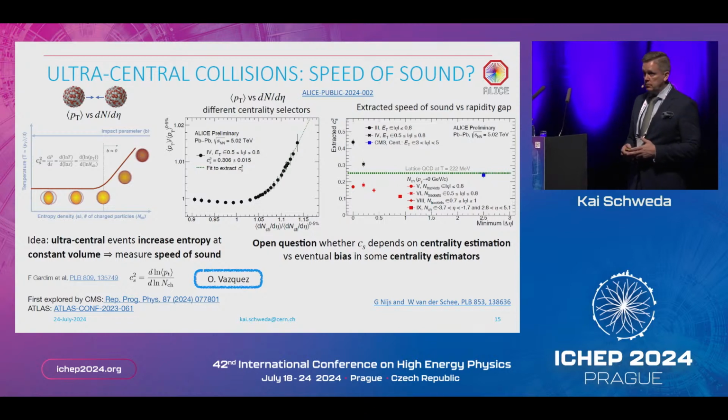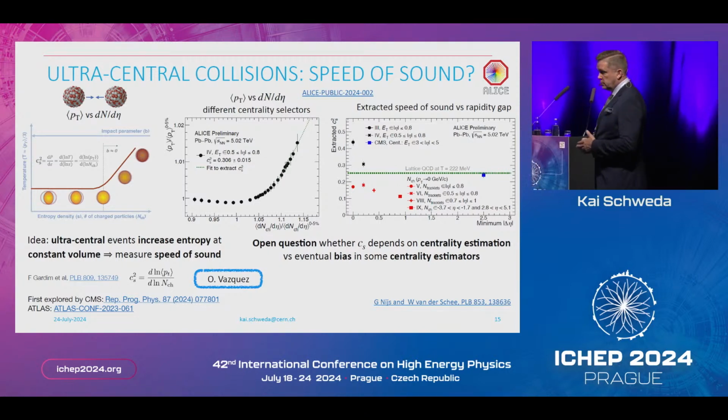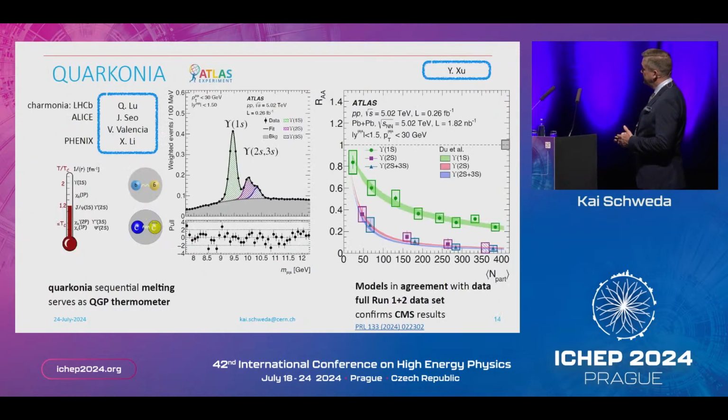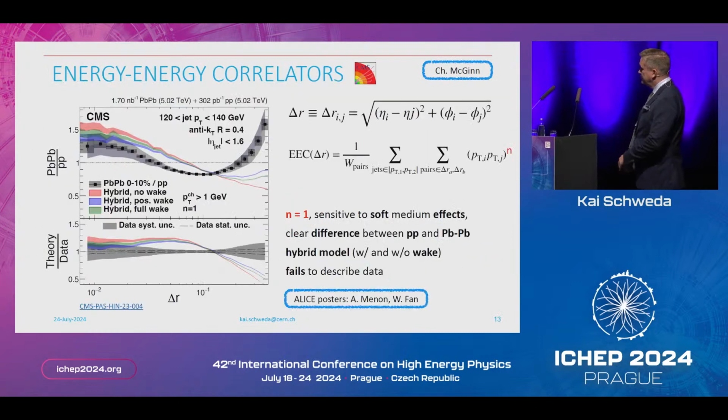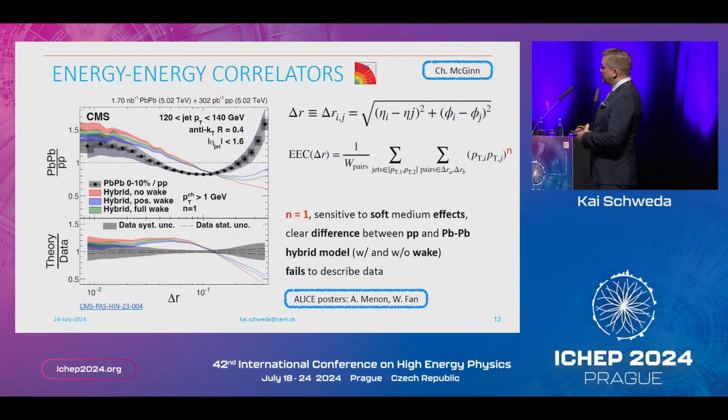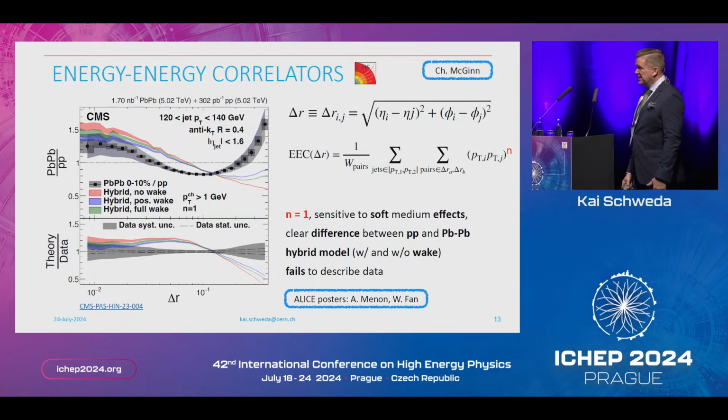Okay, another question? Okay, so maybe I will have one actually. You showed this energy-energy correlation measurement by CMS, and it seems that there is quite a discrepancy between the theory and the experiment, which is something that we haven't seen for a while, for example in terms of a hybrid model. So do you have some idea what's going on? What is the problem here?